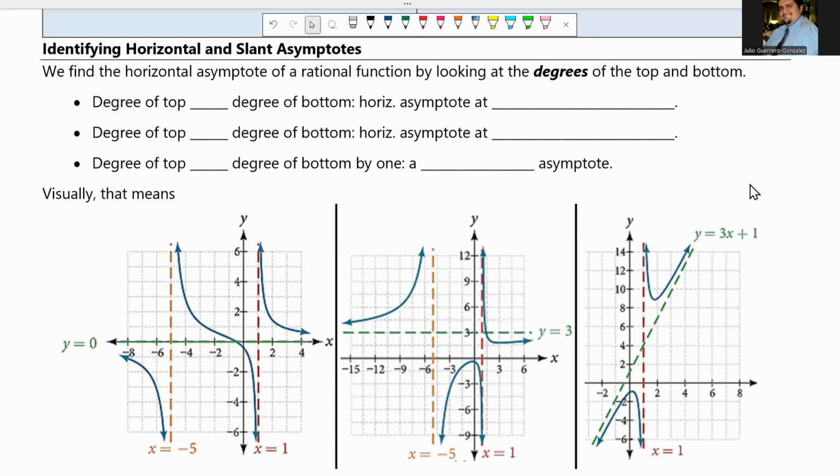What we are going to be looking at in particular is the degrees of the top and the bottom. We're going to be looking at the degree of the polynomial on the top and the degree of the polynomial on the bottom, and comparing those two degrees. Those are the only three cases that I'm going to be covering: when the degree of the top is bigger, when it is equal, and when it is smaller.